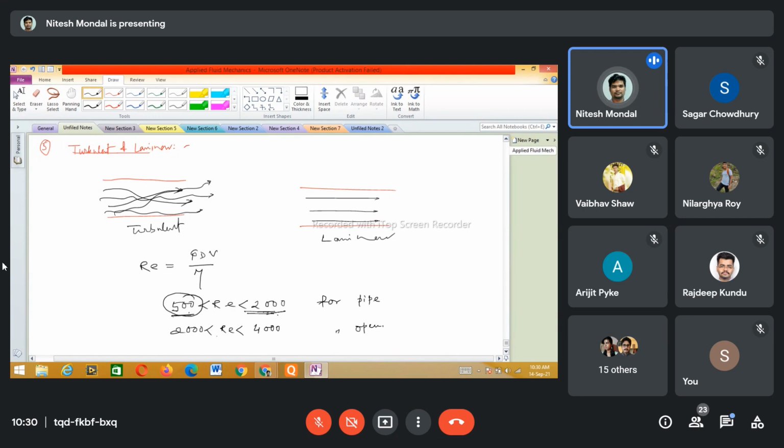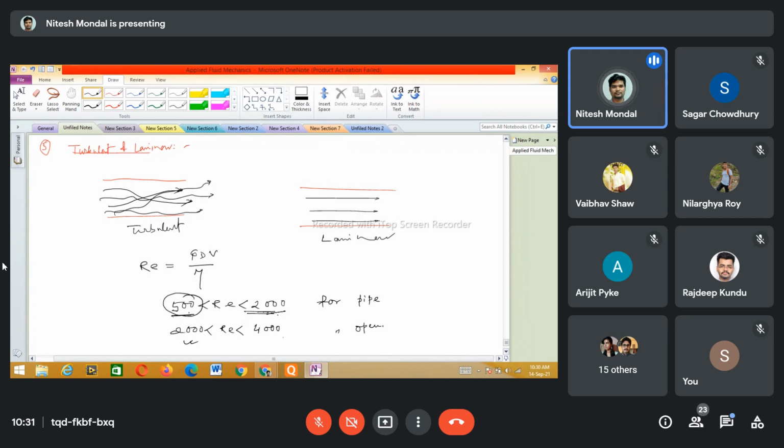Similarly, in case of the open channel, when the fluid flows with Reynolds number below 2000, it is called laminar flow. In between 2000 to 4000, it is called transient flow. Transient means the change of phase from laminar to turbulent. And above 4000, it is known as turbulent flow in an open channel.